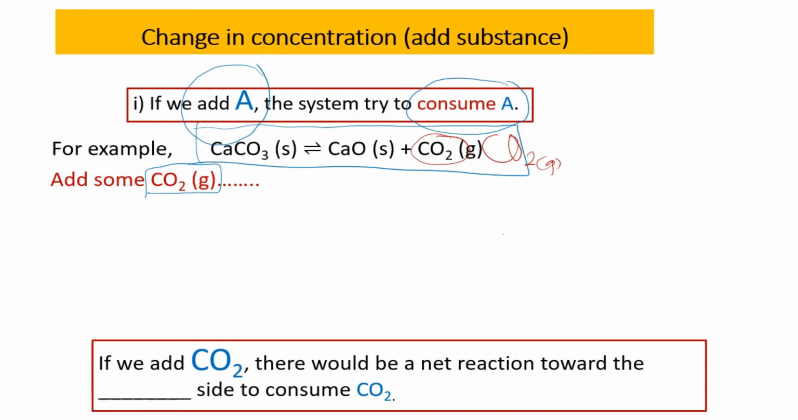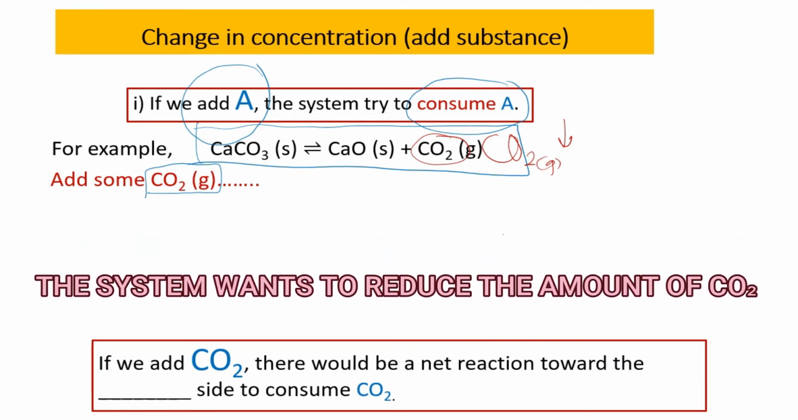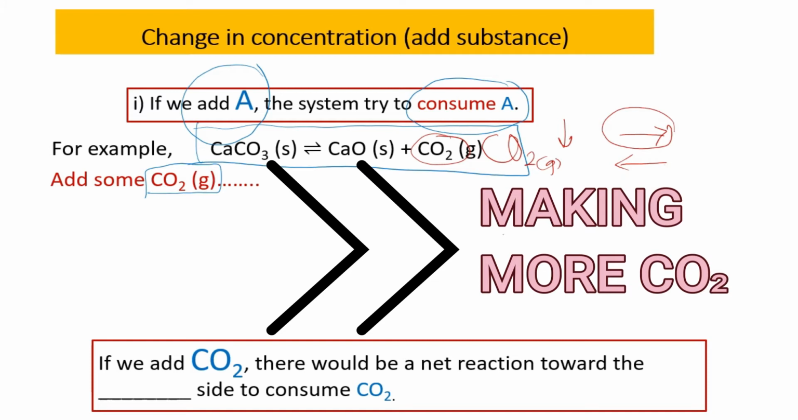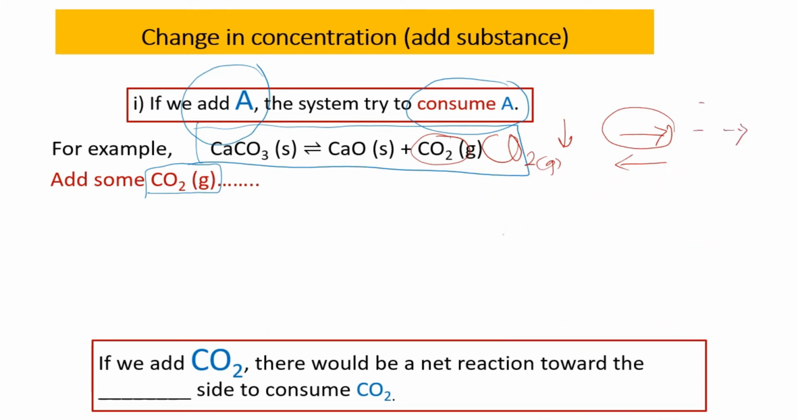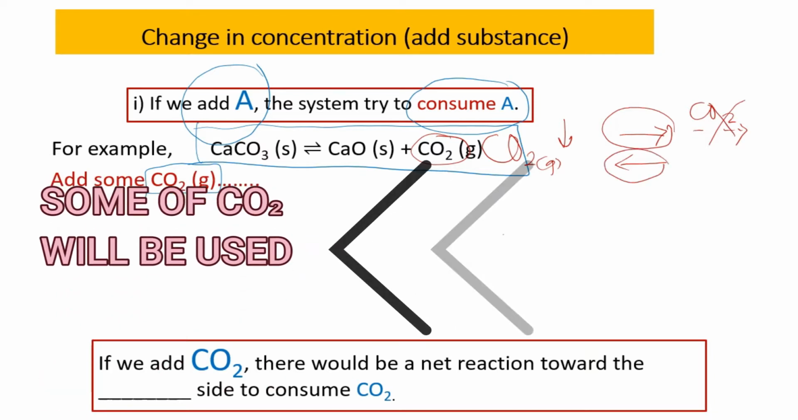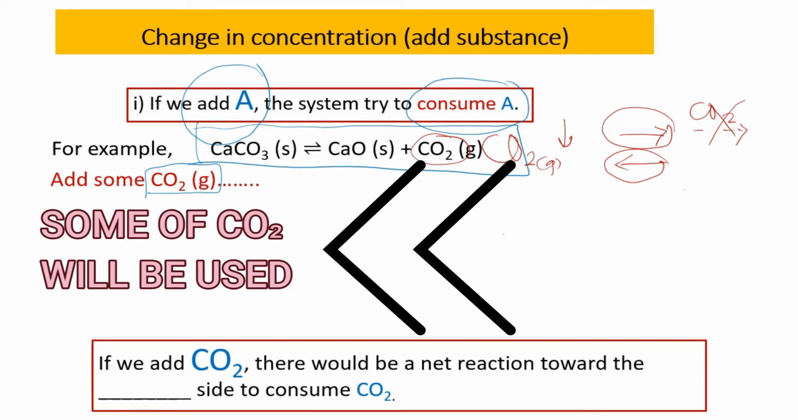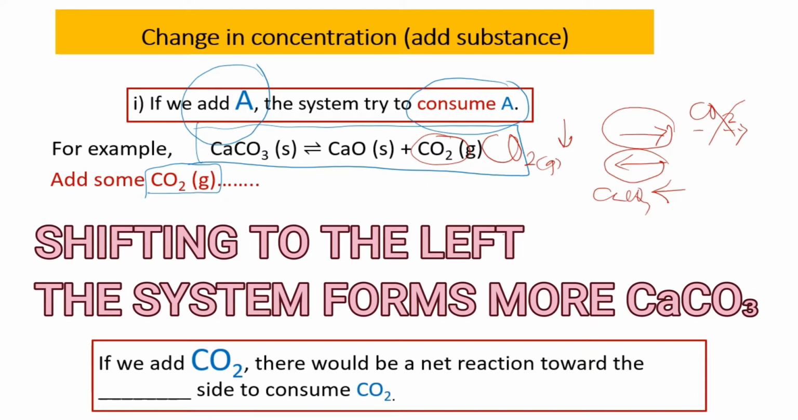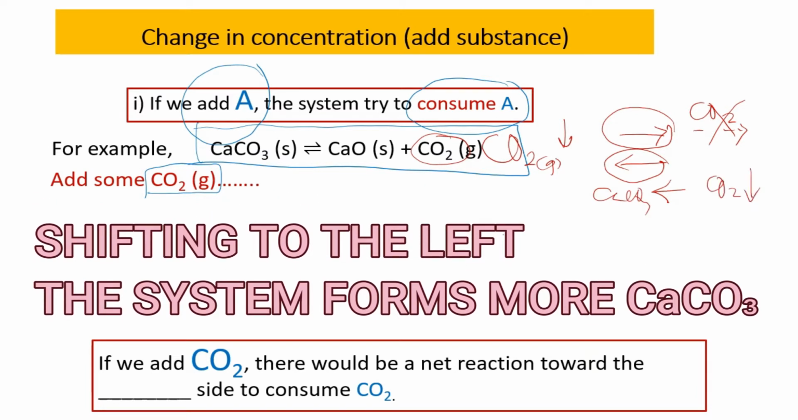The system senses it and will try to have a net reaction that will help to reduce the amount of carbon dioxide. So how can we do that? Should we shift to the right or to the left? If you shift to the right, you will produce more and more carbon dioxide, which is not feasible. But if we shift to the left, some of the carbon dioxide will be used to produce calcium carbonate, so the carbon dioxide will be used up a bit.